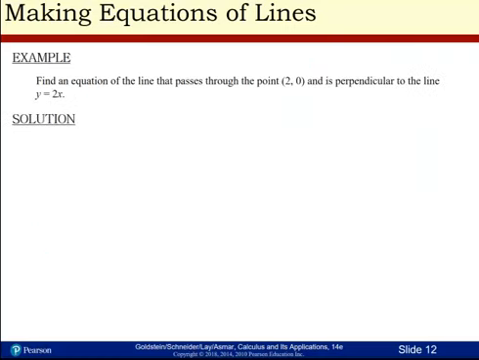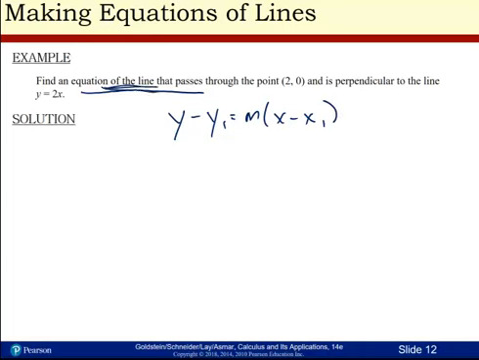Once again, I'm to find the equation of a line that passes through a point. So I know a point, and it's perpendicular to this line. Well, it doesn't quite give me the slope that I want. I know I'm going to use y minus y1 equals m times x minus x1. So I need the slope of my line.